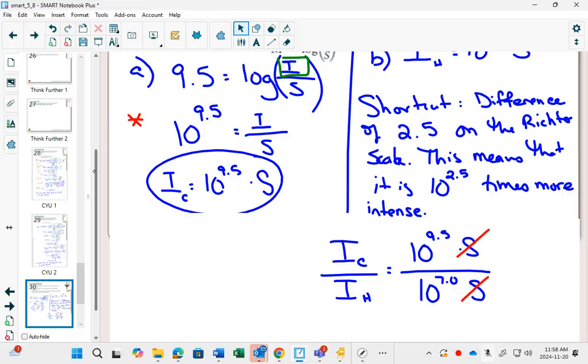That's a lot better than using the formula to first rearrange and then divide. So if we know that every time you go up by 1, the intensity is 10 times more, and we went up by 2.5, then it's 10 to the exponent of 2.5 times more intensity.